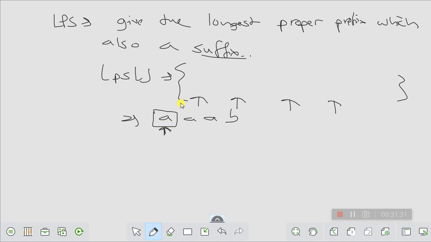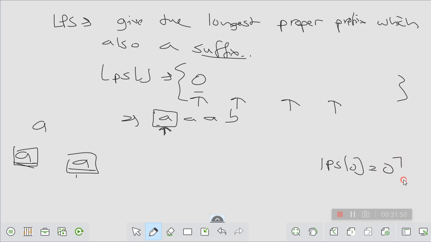So for LPS 0, I have this string as A, and if for this A I write prefix and suffix, I will write A and A, but this is not proper prefix and proper suffix, so I am going to write 0 here. And you must note one thing, that LPS of 0 is always 0, it is a fact. Why it's a fact? Because the first character is always going to have the prefix suffix and not the proper prefix and proper suffix. So I'm going to write LPS 0 as 0.